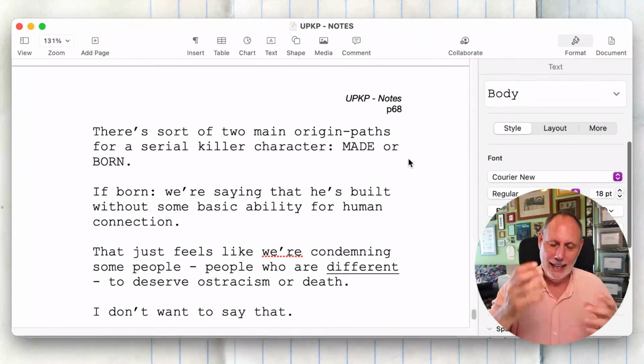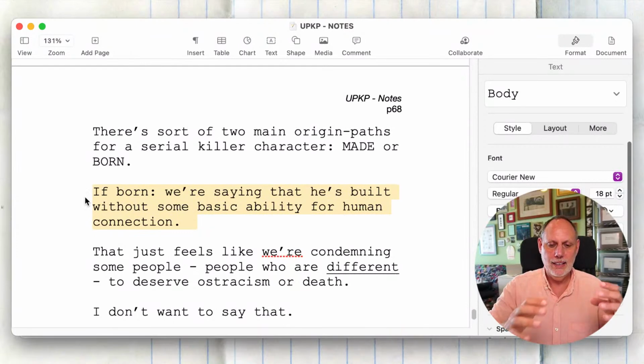There's a lot to unpack in that, and one of the things I just felt very strongly about when I heard that definition of sociopath is I don't want that to be our character. I don't want to suggest that this may or may not be true. It may be true that there are sociopaths.